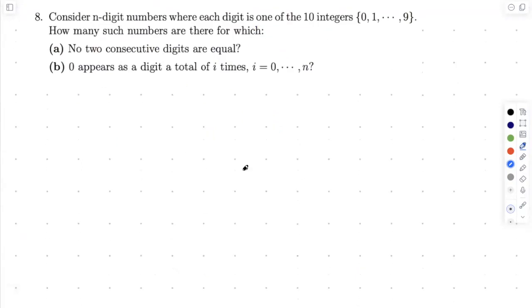We have seen one example also based on the same question. Consider an n digit number. Each digit is made up of these 10 digits: 0, 1, 2, 3, 4 up to 9.